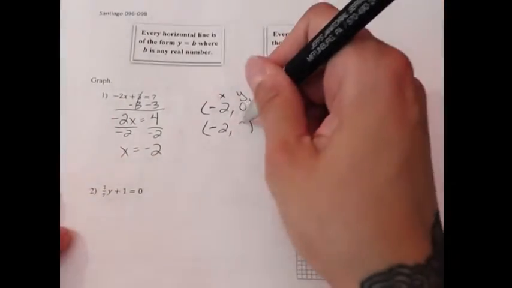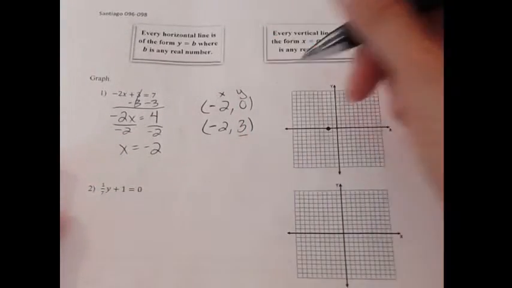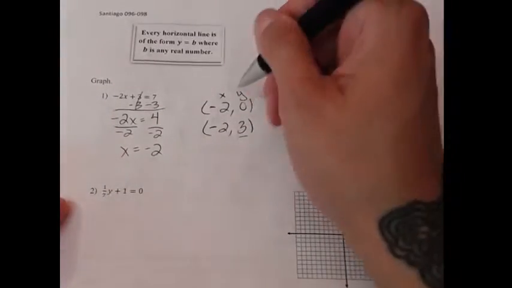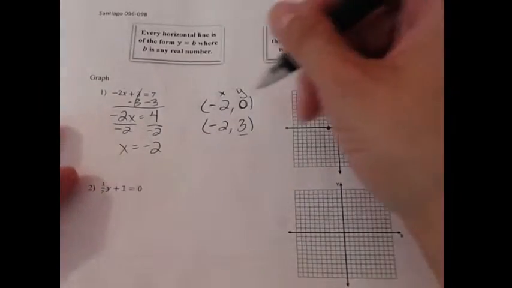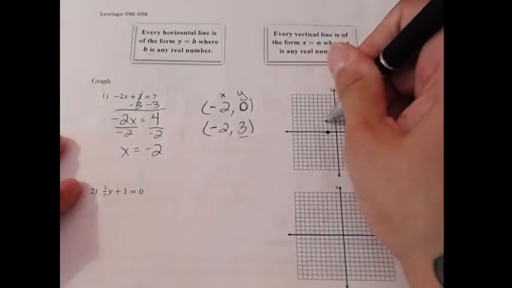So I'm going to pick a 3 here, just because, again, I feel like picking a 3. Doesn't have to be. It could be 1, 2, 3, 4. It could be 0. It could be negative 1. It could be whatever you want. We already have 0, so we're not going to pick 0 again, right? You need 2 points to make a line that are not the same point. So negative 2, 3, 1, 2, 3.